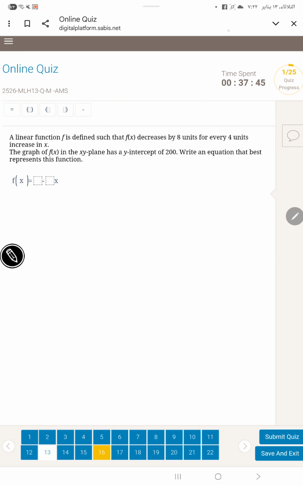Question number 16. A linear function f is defined such that f(x) decreases by 8 units for every 4 units increase in x. This means the slope is negative and the slope will be 8 divided by 4. And the y-intercept is 200, so this question is very easy.